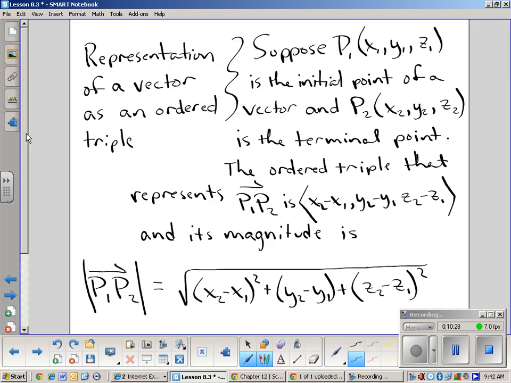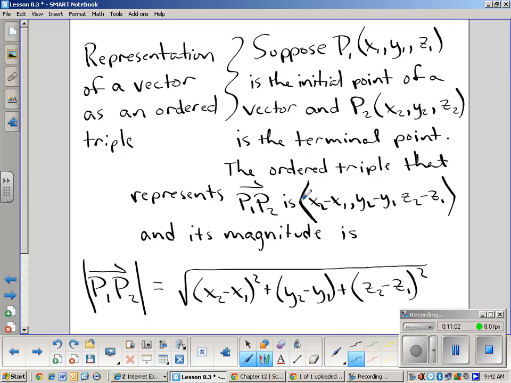So the representation of a vector as an ordered triple: we suppose that point 1, x1, y1, z1, is the initial point of the vector, and point 2, x2, y2, z2, is the terminal point. And again, as we did yesterday, it's always the terminal minus the initial to find the vector coordinates. And now we use our vector symbols instead of parentheses.